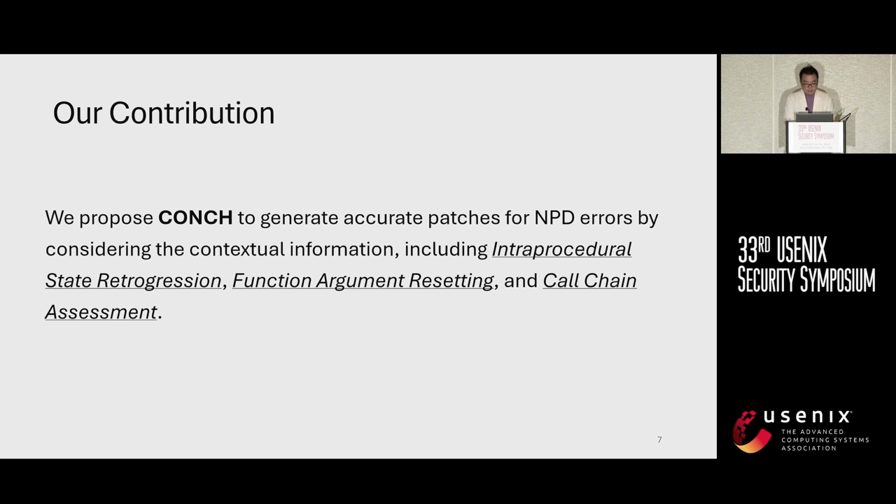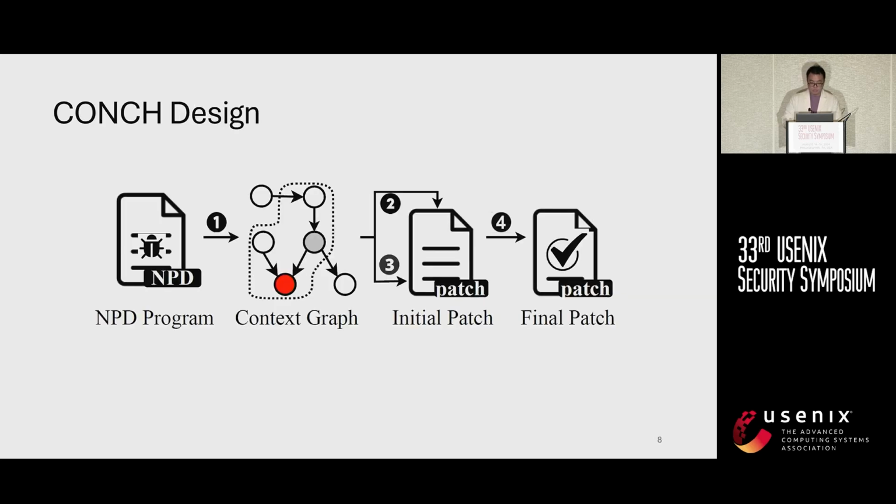Our key contribution in this paper is that we propose CONCH to generate accurate patches for NPD errors by considering the contextual information, including the intraprocedural state retrogression, function argument resetting, and code chain assessment. CONCH consists of mainly four steps: the NPD contextual graph construction, path-sensitive fixing position selection, initial patch generation, including the memory freeing and lock releasing, and the final patch determination, including the global variable and function argument resetting and code chain assessment.